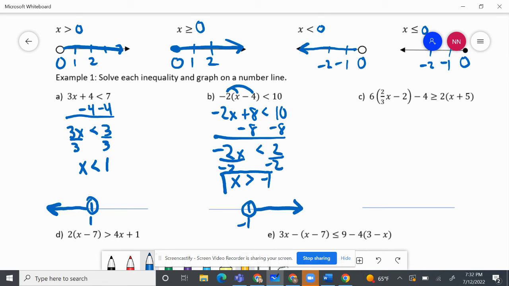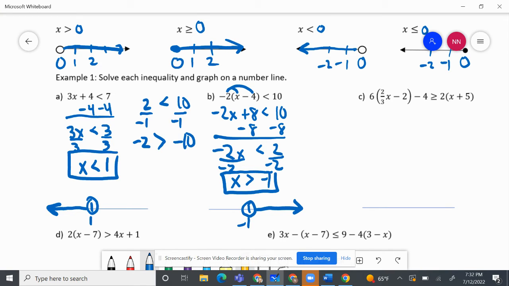Now, just to clarify why we flip the inequality, if we have two numbers, 2 and 10, we know that 10 is greater. If we divide each of these by -1, then this becomes a -2, the 10 becomes a -10. We now see that -2 is greater. Because the -2 is greater, the inequality actually flips. So whenever we multiply or divide by a negative, the values actually change, so that's why we have to change the inequality.